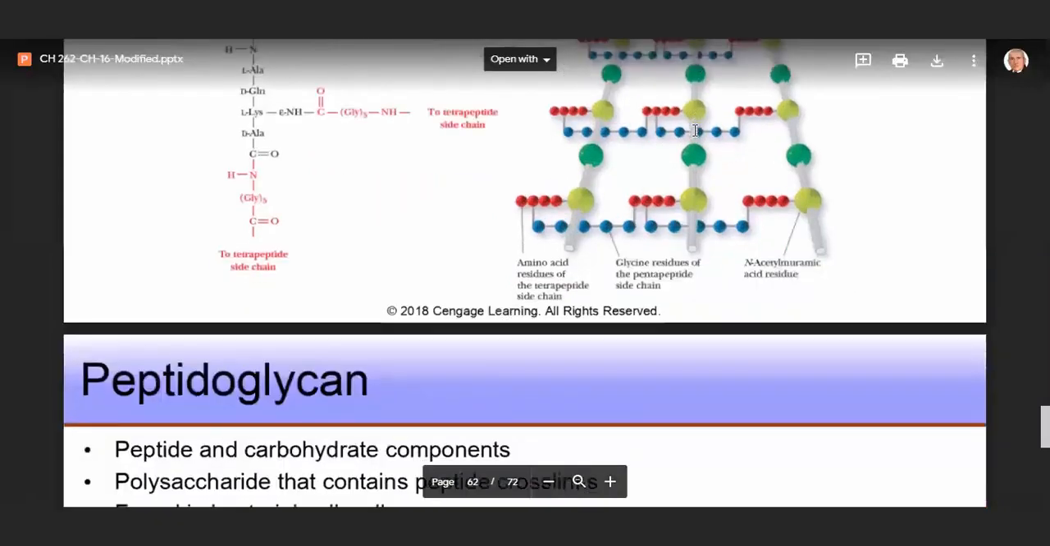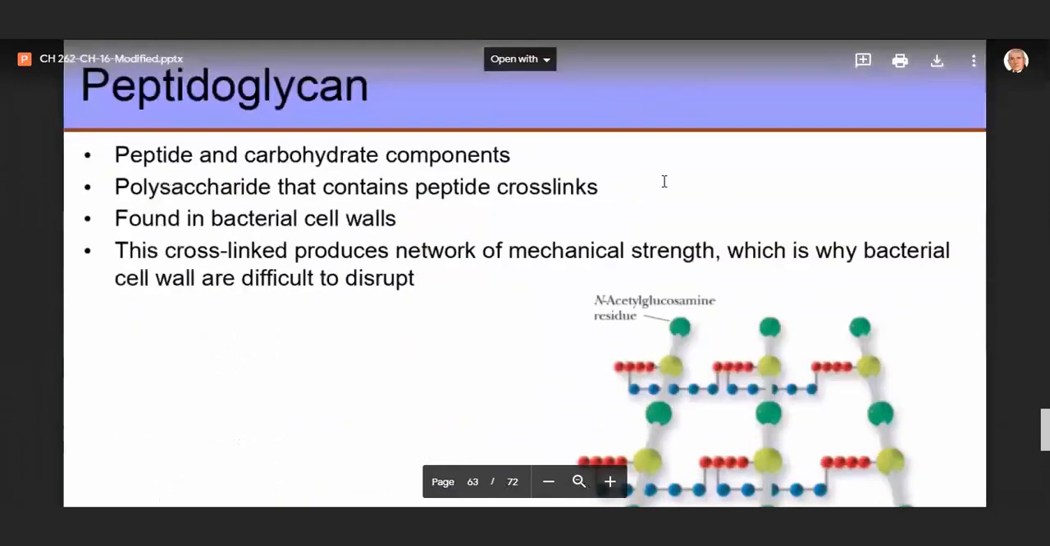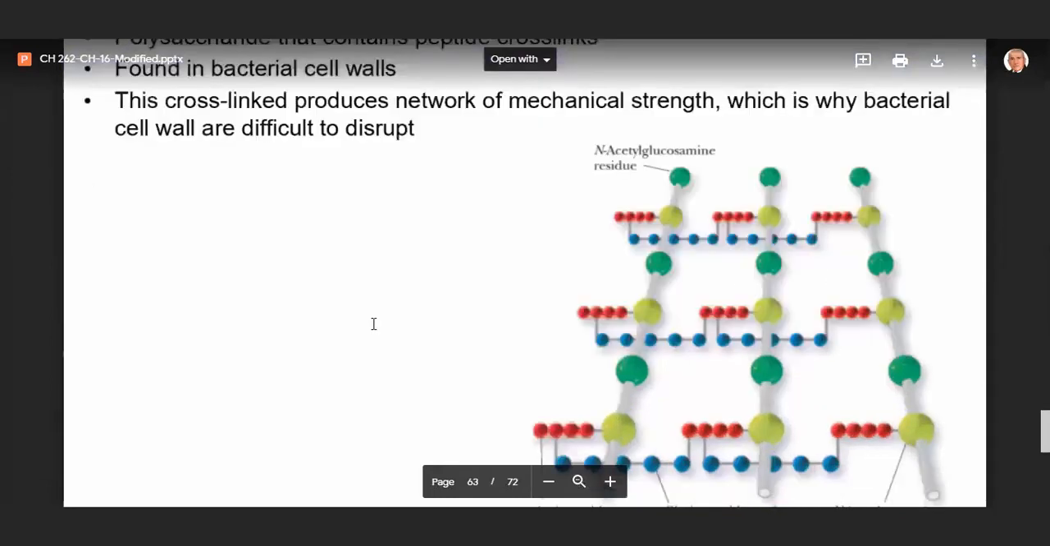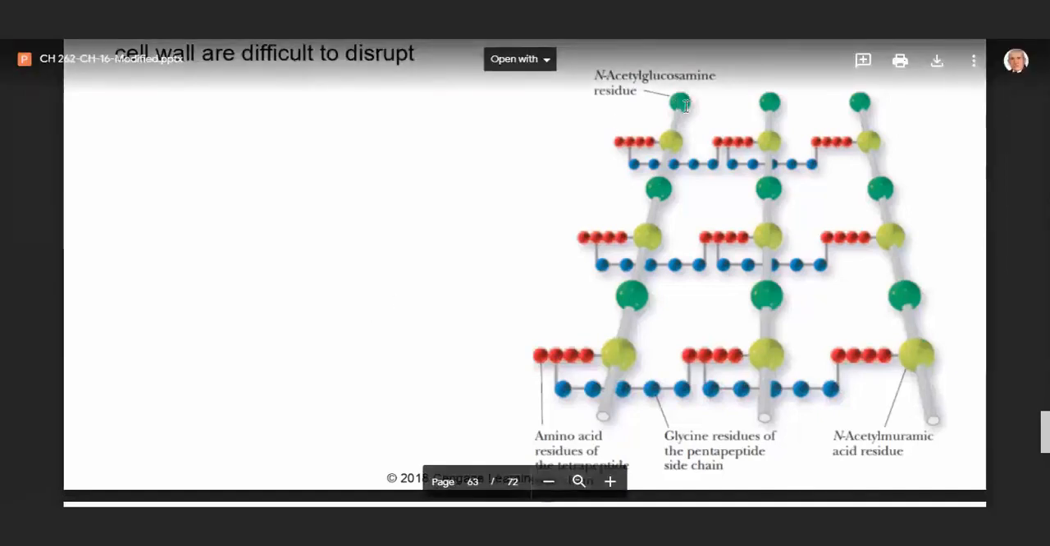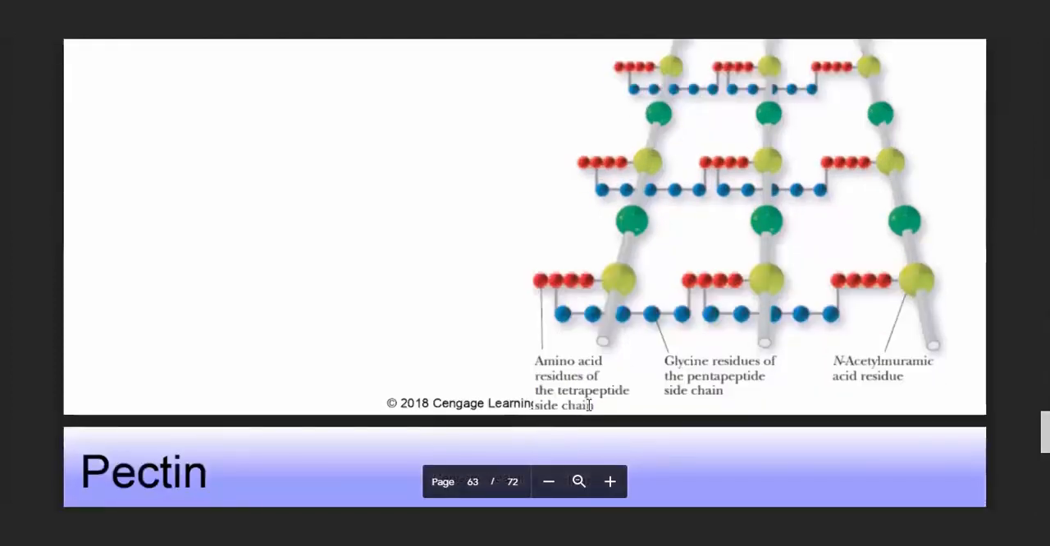Now, this is the peptidoglycan again. We talked about that. Notice here we have this blue N-acetylglucosamine residue, and here N-acetylmuramic acid, the one in yellow. The red one is the amino acid residues of the tetrapeptide, and the blue are the glycine residues of the pentapeptide side chain.